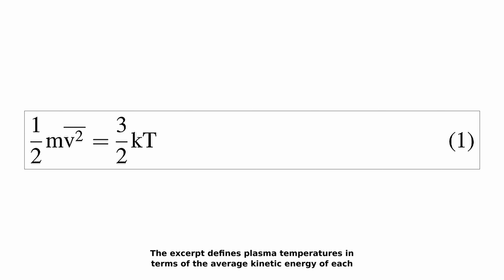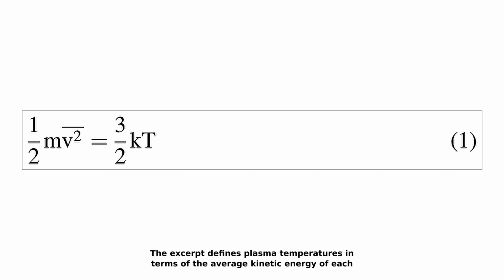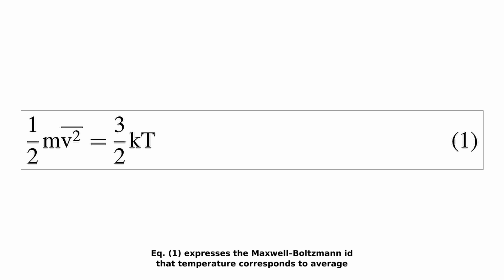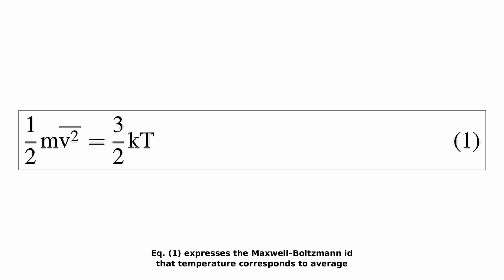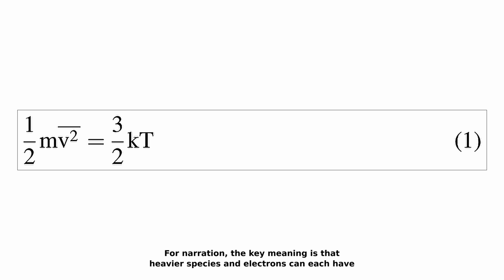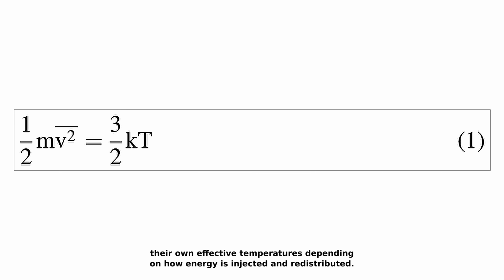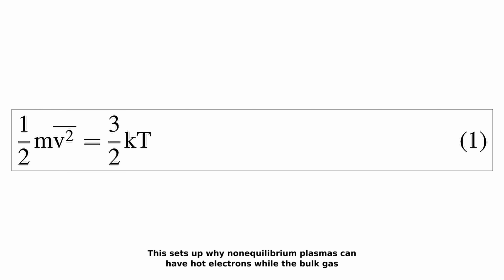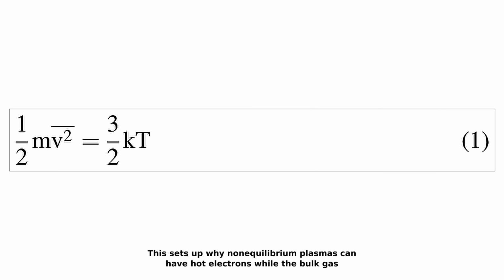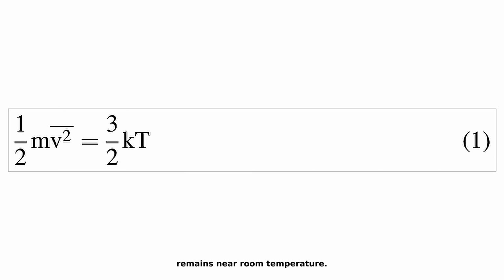The excerpt defines plasma temperatures in terms of the average kinetic energy of each constituent species. EQ 1 expresses the Maxwell-Boltzmann idea that temperature corresponds to average particle kinetic energy. For narration, the key meaning is that heavier species and electrons can each have their own effective temperatures depending on how energy is injected and redistributed. This sets up why non-equilibrium plasmas can have hot electrons while the bulk gas remains near room temperature.